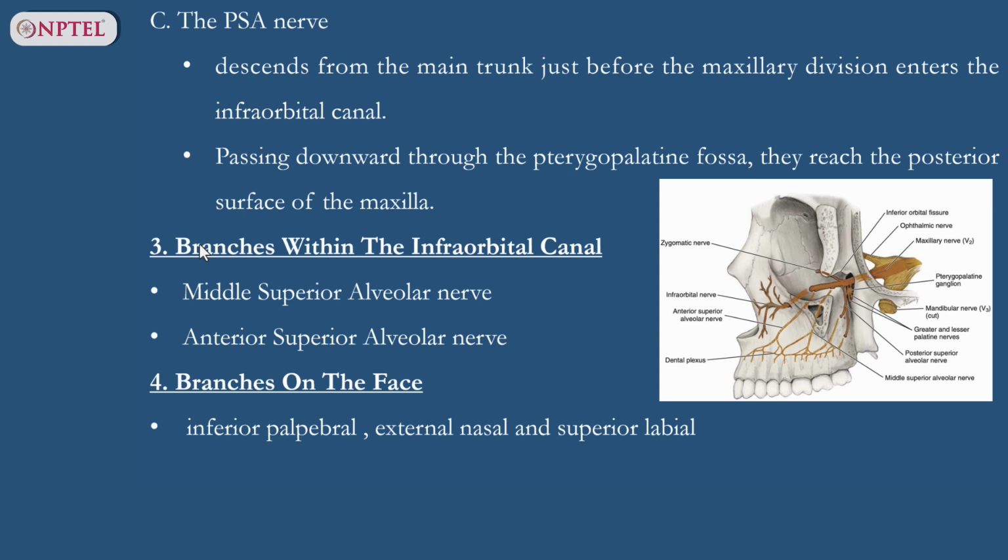Finally, the terminal branches on the face coming out of the infraorbital foramen. These terminal branches are the inferior palpebral, which supplies the lower eyelid, the external or lateral nasal that supplies the lateral part of the nose, and the superior labial that supplies the upper lip of that side.